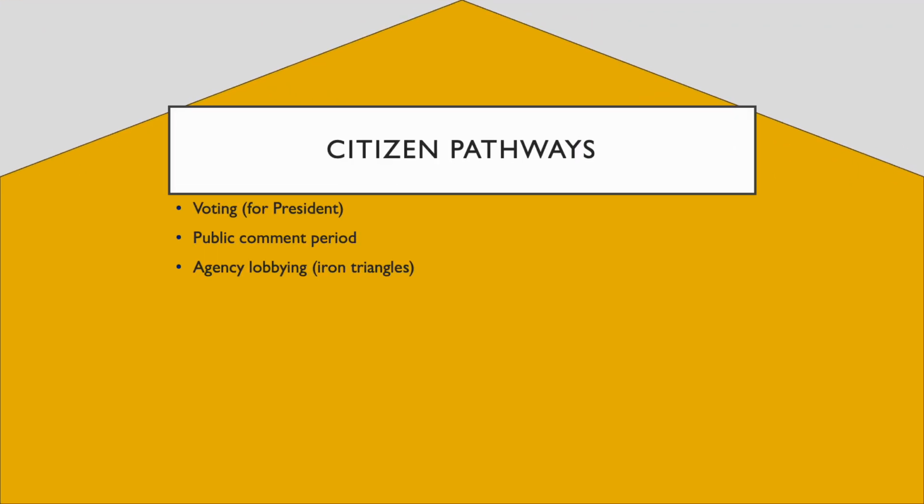Citizens can affect this process too. They can vote for president. They can't vote for agency heads, but the agencies are appointed by the president. They can also engage in the public comment period. And they can lobby agencies.